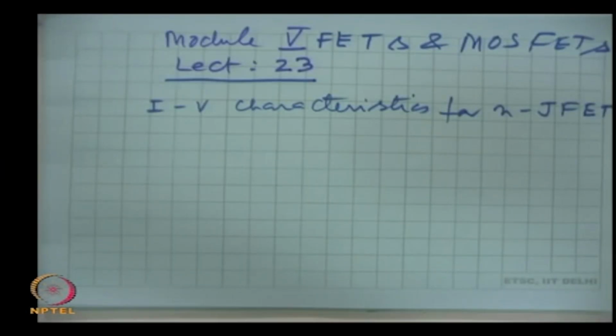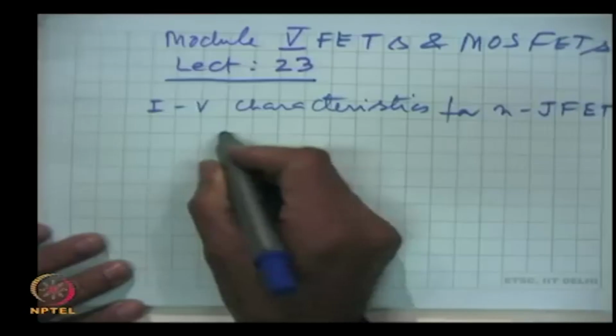We will not duplicate the studies by taking a P type JFET, because they are identical except at a few places. As I discussed in the previous lecture, the gate source voltage will be positive in the P type junction field effect transistor, while it is negative in the case of N type JFET. So, the characteristics which we have already drawn were these.